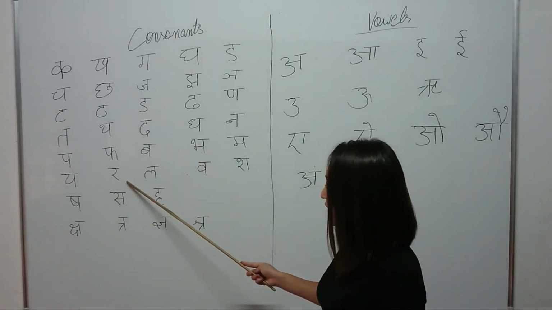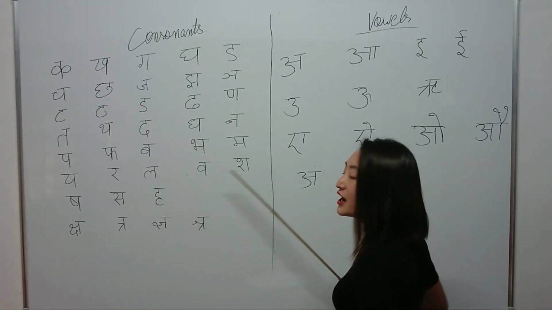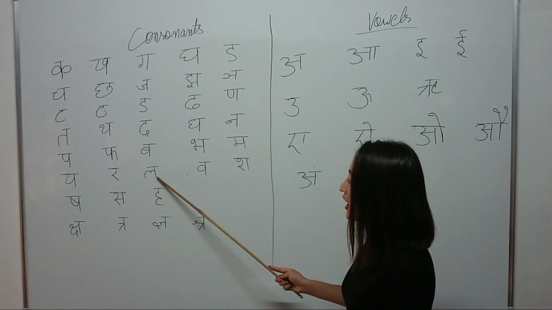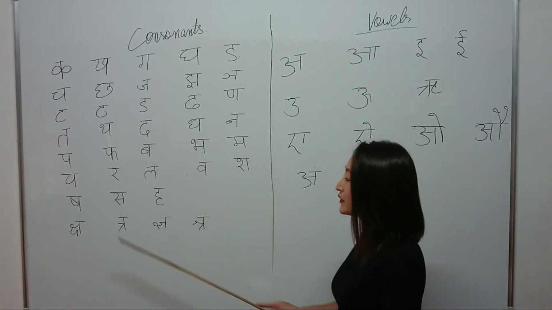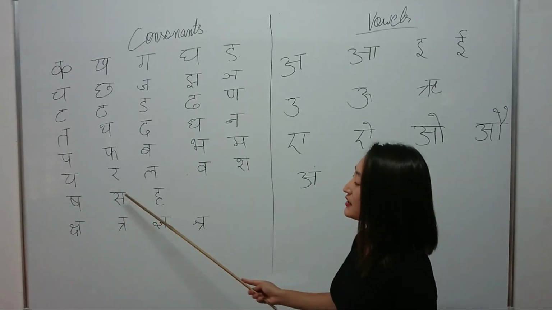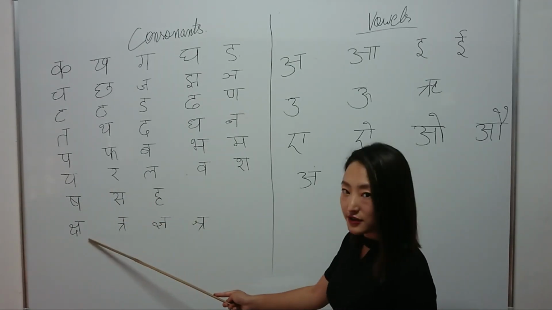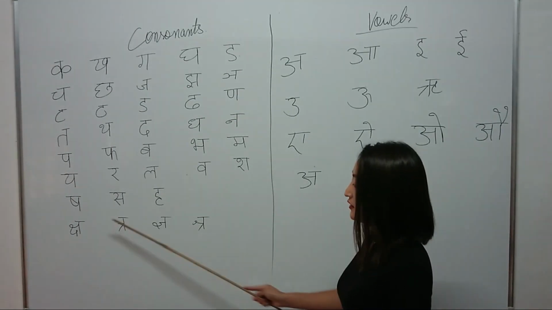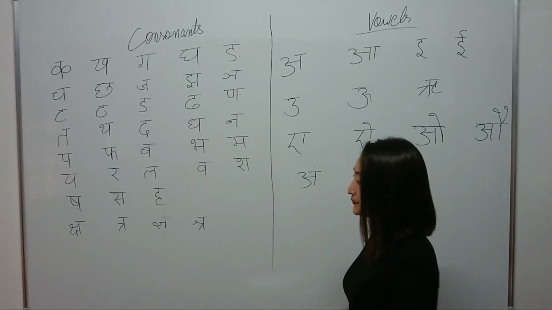Ya, ra, la, wa, sha. Sha, sa, ha. Kaksha, tra, gya, shra.